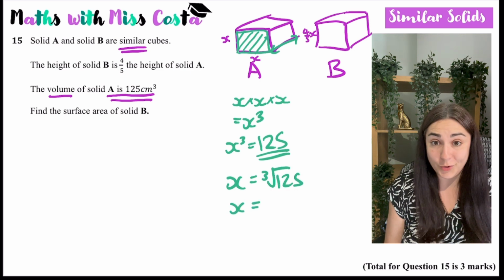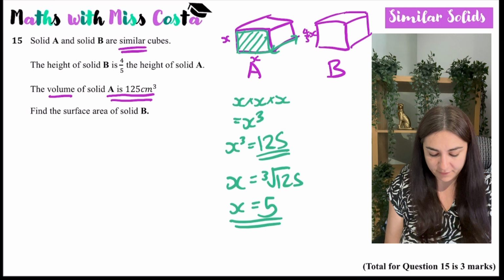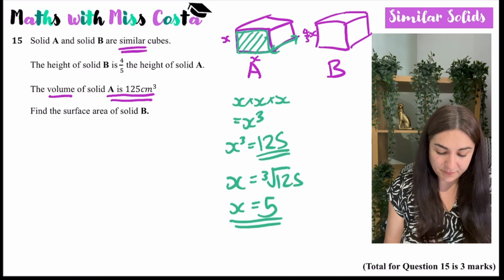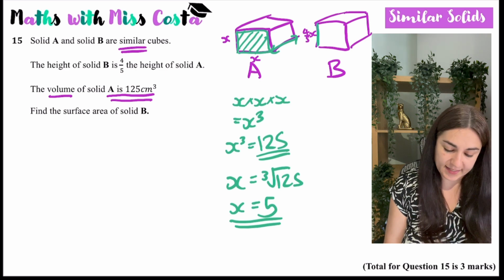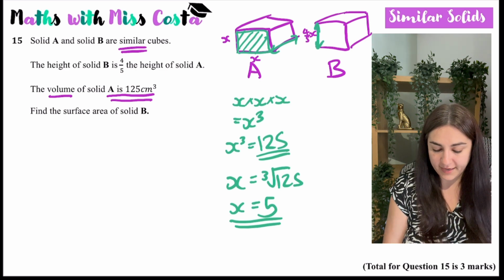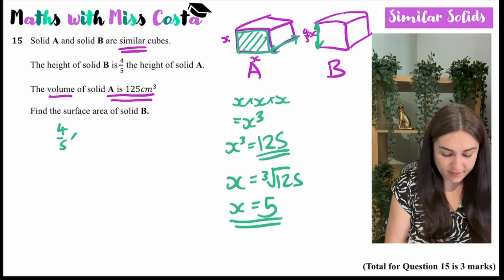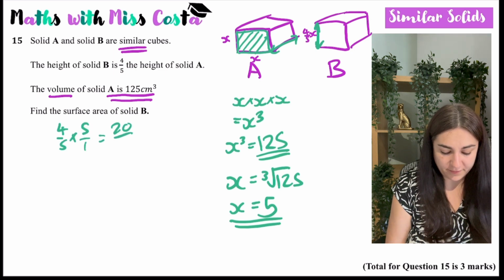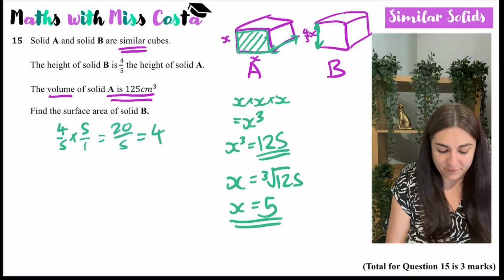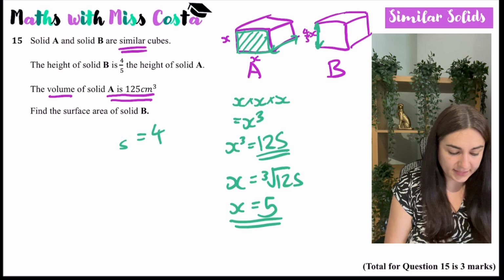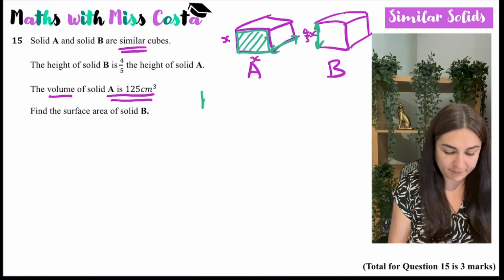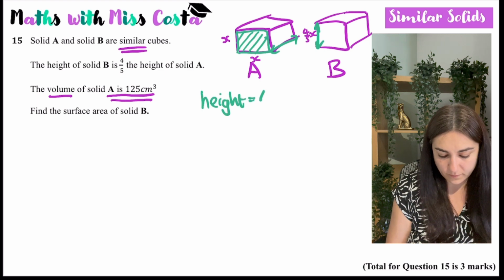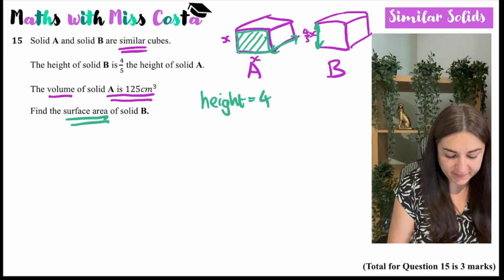And hopefully you know your cube numbers. The cubed root of 125 is 5. So if solid B has a height that is 4/5 the height of solid A, then its height is just going to be 4, because 4/5 times 5 is 20 divided by 5, which is 4. So I know that the height of solid B is 4. And I need to find the surface area.